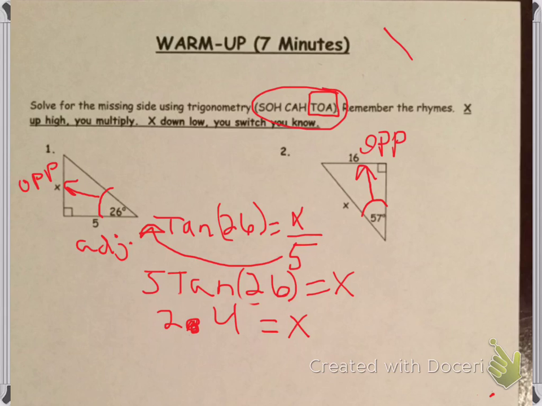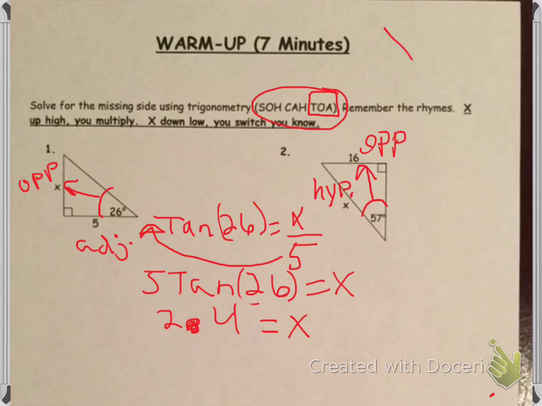Okay. And then I look to here. Now, some of you might say this is adjacent, but if you remember from yesterday, I talked about the side that's across from 90 degrees is labeled as your hypotenuse. Okay. So right now I have an opposite and a hypotenuse.